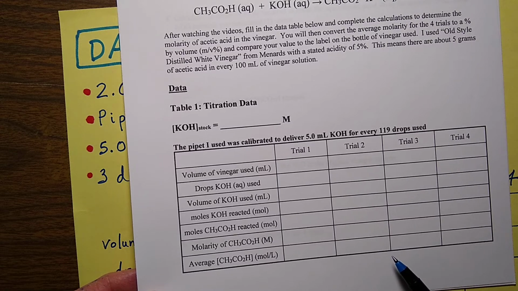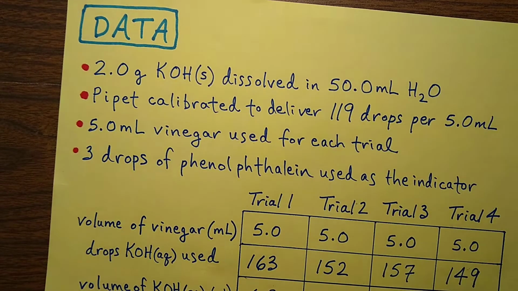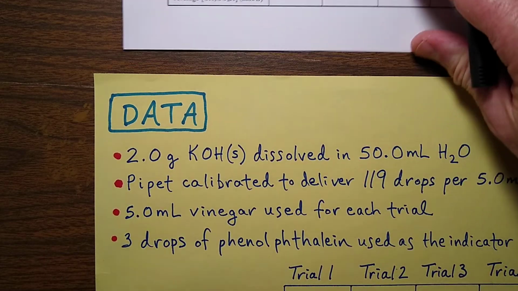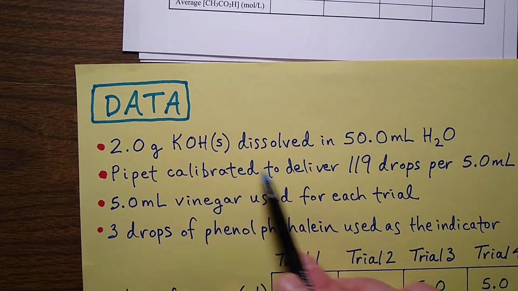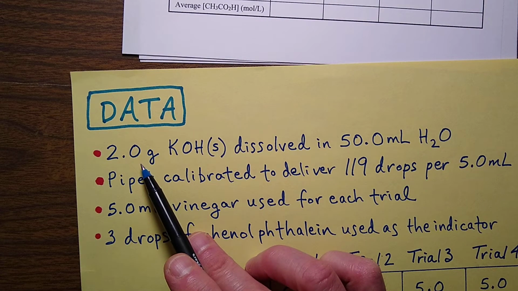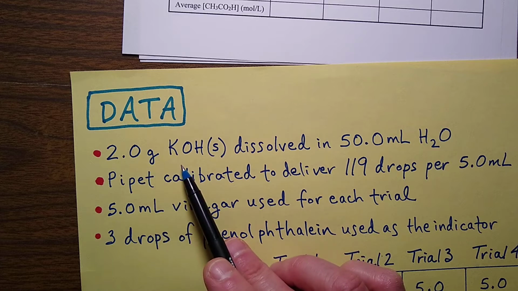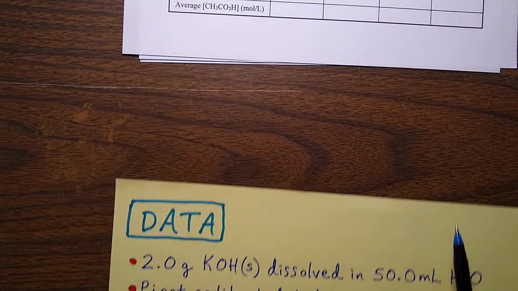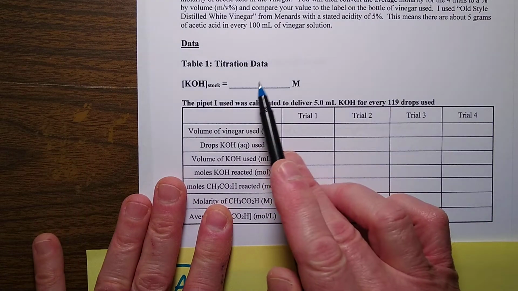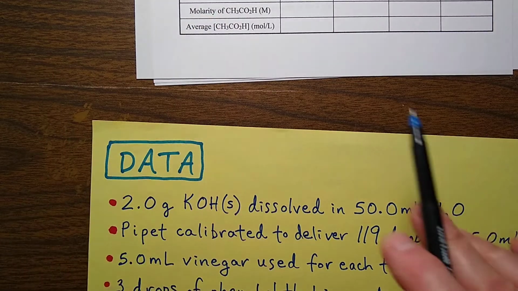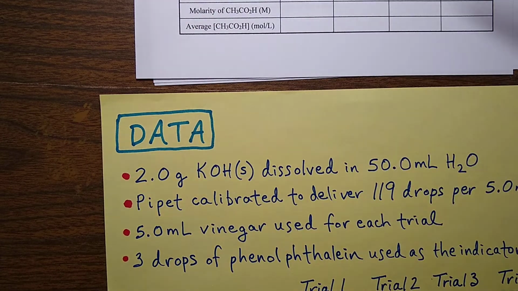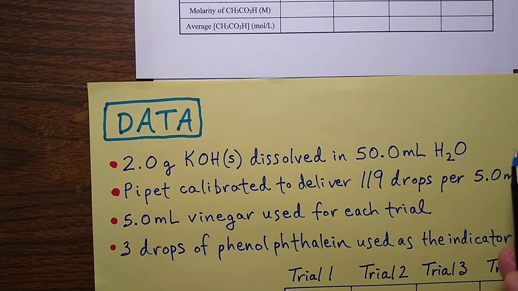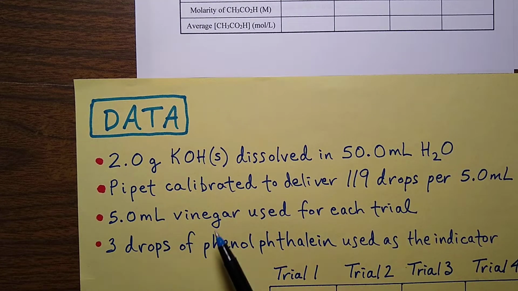Maybe I'll edit that and put it back on Canvas so you're not confused. But here's the data that you need to fill in this table. For the whole experiment, I made a stock solution, 2.0 grams of KOH dissolved in 50.0 milliliters of water. So you need those 2 pieces of information to calculate this. I want you to calculate that and show the calculation in this lab report, so you're not going to forget anything. It's all laid out for you, organized in this order.